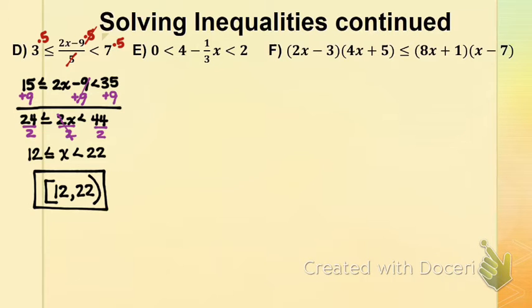All right. Let's go do part E. What should I do first here? Subtract 4. Let's subtract 4 from all the sides. So it cancels out in the middle here. I'm going to have negative 4 is less than negative 1/3 x. Sorry, is less than negative 2.